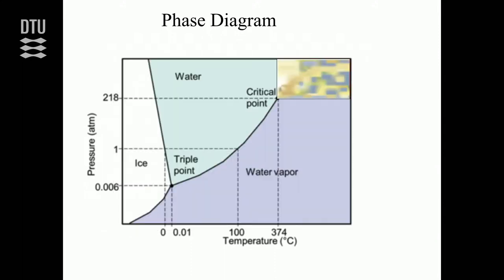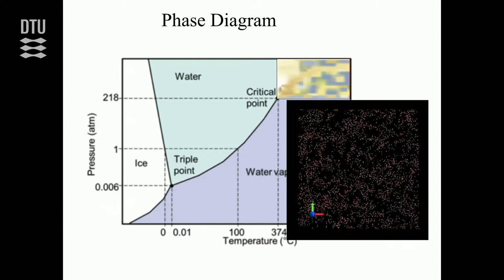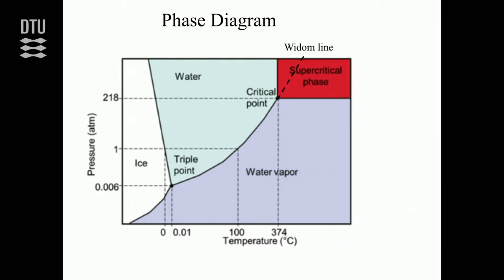So above this critical point, we have fluctuations. The system cannot decide if it wants to be a vapor or a liquid phase. And if you take a simulation somewhere out here, you will see that there are pockets of no molecules, and there are other pockets where you have a high density of molecules. So this is a fluctuating region, so to speak.